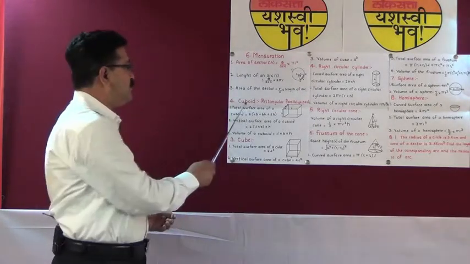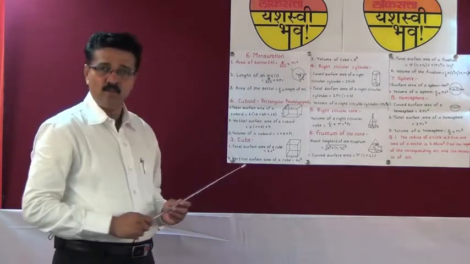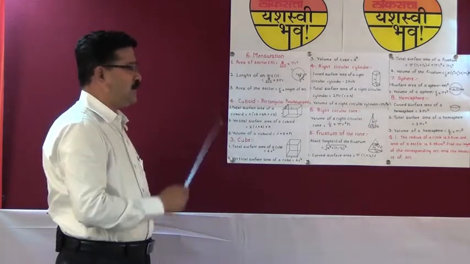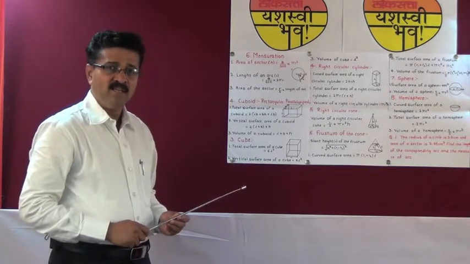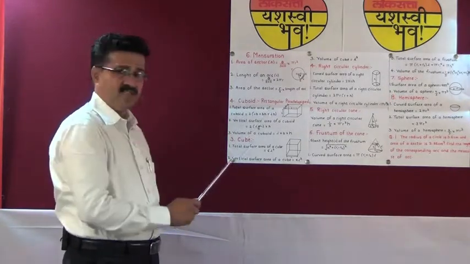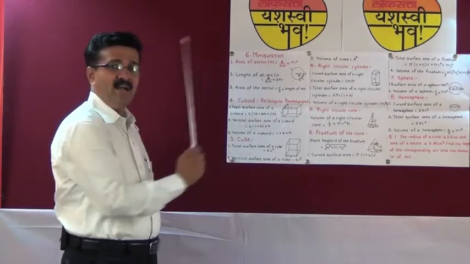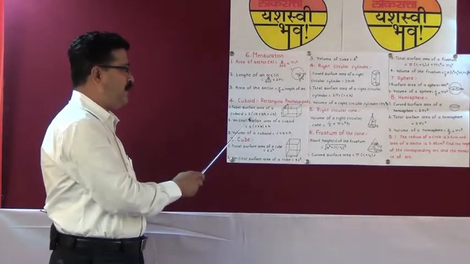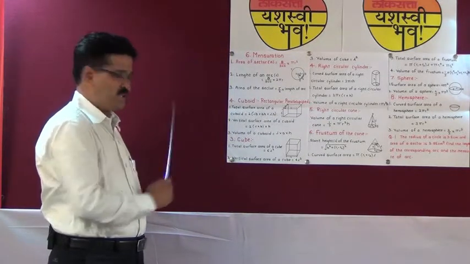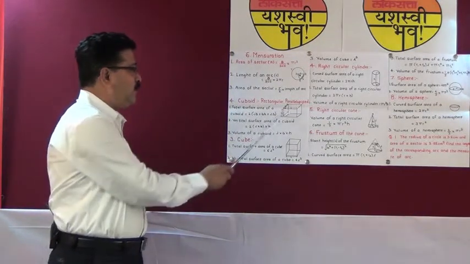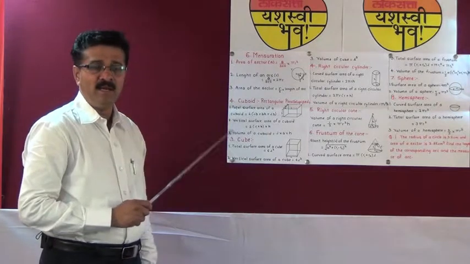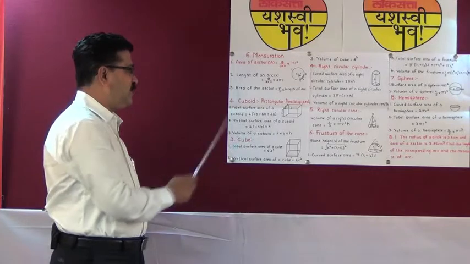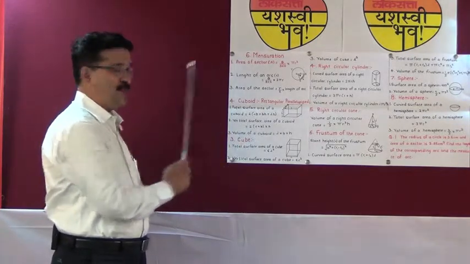Next figure is cuboid, that is also called a rectangular parallelepiped. What is a cuboid? A cuboid is a box having the dimensions length, breadth and height. So its total surface area is given by 2 into (LB plus BH plus LH). Area of vertical faces: how many vertical faces are there? 4 vertical faces, and their area is given by 2 into (L plus B) into H.